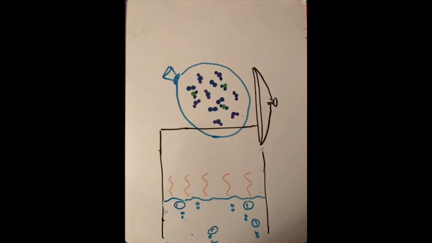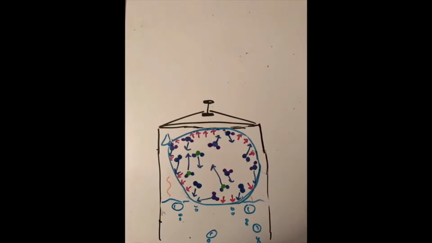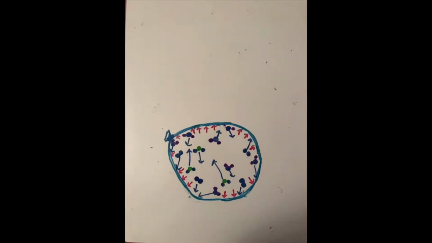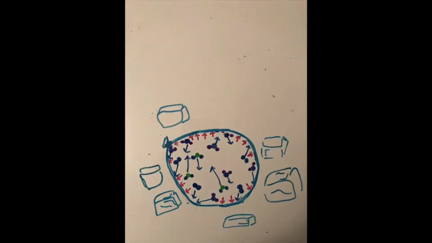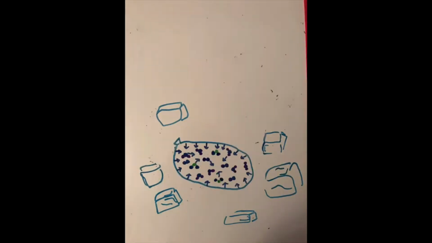When the balloon is introduced to an atmosphere with high thermal energy, the molecules inside the balloon spread out and move faster, push up against the walls of the balloon, and increase the volume. When the balloon is introduced to an area of low thermal energy, the molecules slow down and move closer together. This decreases the volume of the balloon.